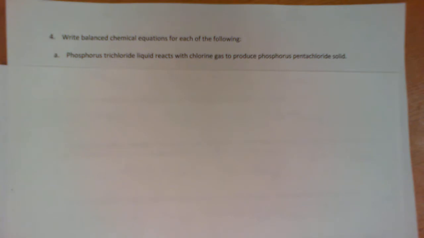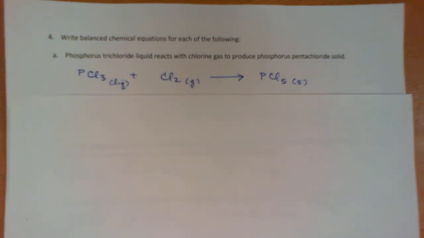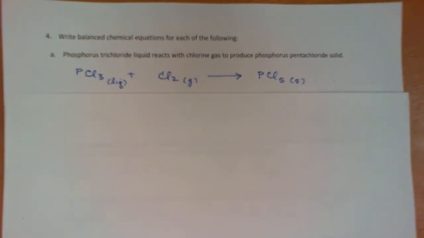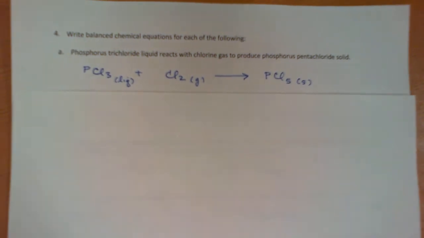Okay, let's practice writing balanced equations given the chemical reactions in words. So phosphorus trichloride reacts with chlorine gas, and it makes phosphorus pentachloride, and the phases are there: solid, liquid, gas. So this is what we have. Phosphorus trichloride liquid reacts with chlorine gas to make phosphorus pentachloride solid.